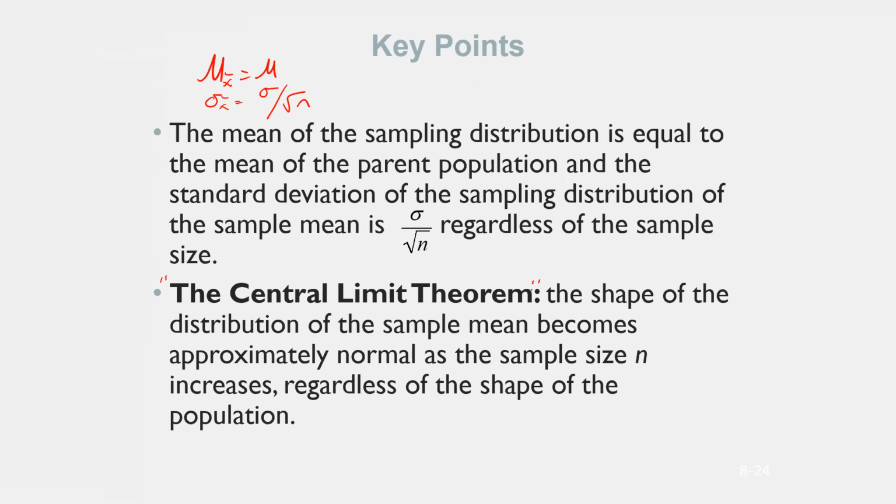And it says the following: the shape of the distribution of the sample mean becomes approximately normally distributed as the sample size n increases, regardless of the shape of the population. So if we sample from a non-normal population, as n continues to get larger and larger, the sampling distribution of that sample mean becomes a normal distribution. And it actually happens as long as the sample size is greater than or equal to 30. As long as that happens, the sampling distribution of your sample means will be normally distributed.